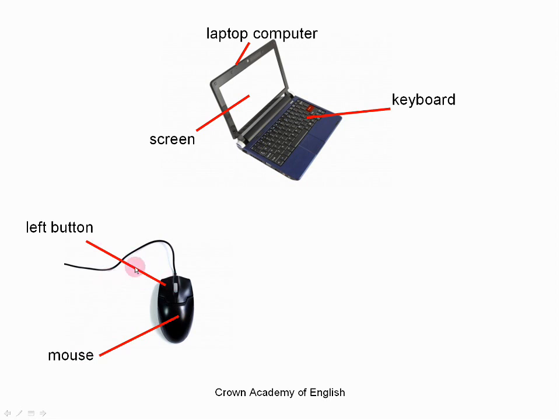And here is the left button, the left mouse button. So we call this the left button. And here is the right button. And in the middle, this is called the mouse wheel. So we use the mouse wheel to scroll up the page and to scroll down the page.